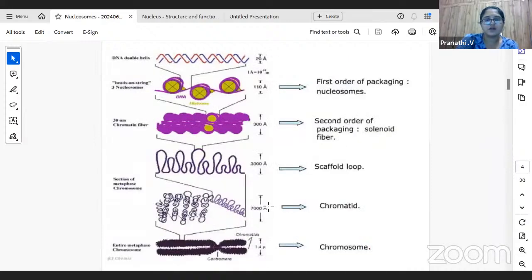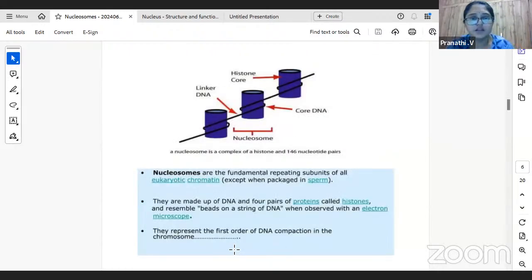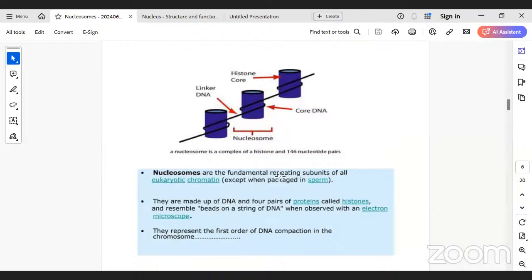So this is again around 7000 angstroms. And this chromatid is what is present in the chromosome, and makes up the different arms of the chromosomes. So when it comes to the structure, like I told you, octamer histone, H2A, H2B, H3, H4, 4 parts, and DNA. And this is bound by the histone protein. You have the linker DNA over here. So fundamental repetitive units basically.